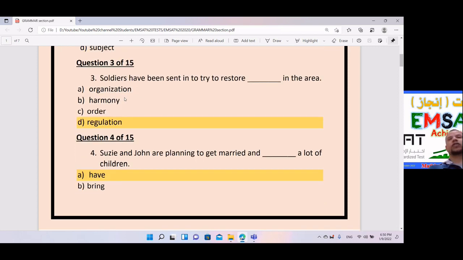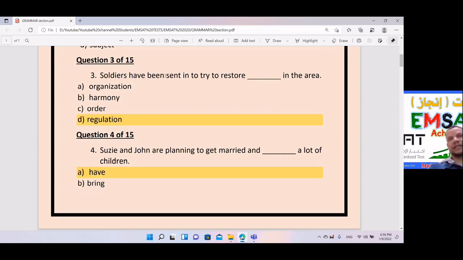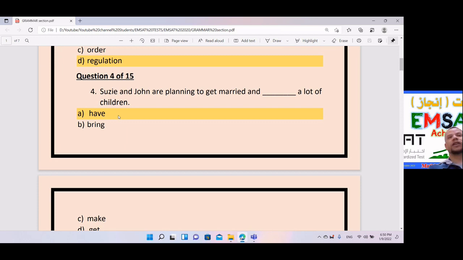Question 3: soldiers have been sent in to try to restore blank in the area. So restore what? Organization, order, harmony, regulation. So soldiers means law, rules. Law, rules, a synonym of regulations. So regulation is the best answer.